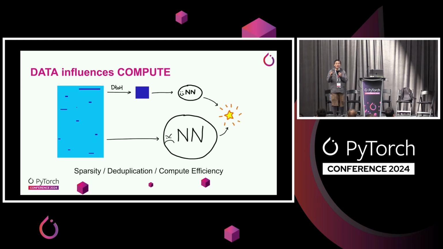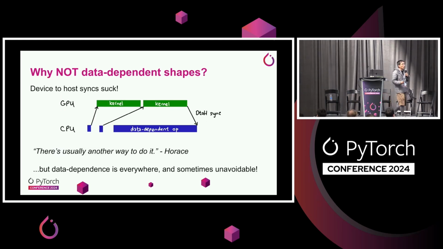But in a lot of cases, there's a lot of sparsity you can take advantage of. There's some deduplication you can take advantage of. And so if you pay for actually going ahead and only looking at the things you care about, you can actually get a big compute efficiency win in this case.